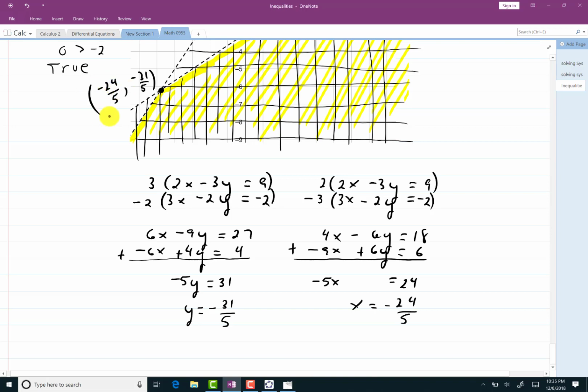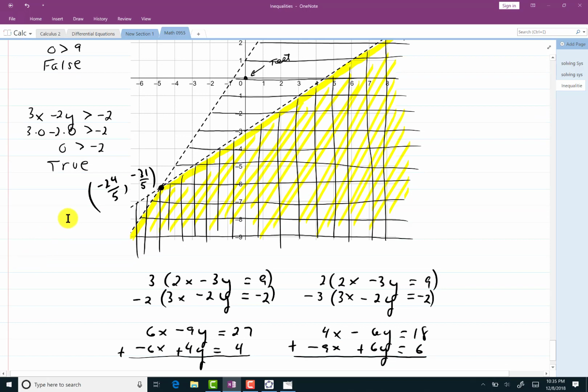And I'll just check to make sure this all agrees with what I did. Negative 24 over 5 is just a shade less negative than negative 5. So my x value is close to negative 5. If you look at negative 5 for the x, and if I go down, the dot is a little bit to the right of that. Now negative 31 over 5 is just a shade more negative than negative 6. And if I go down to y equals negative 6 and then go across, you see the point is slightly under there. So this intersection point does make sense.